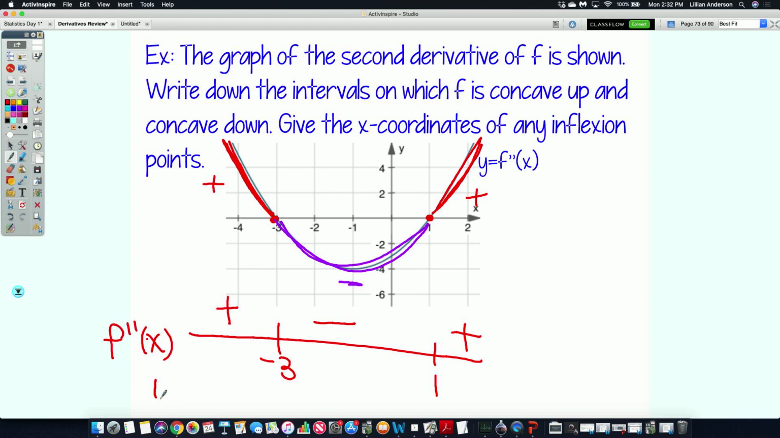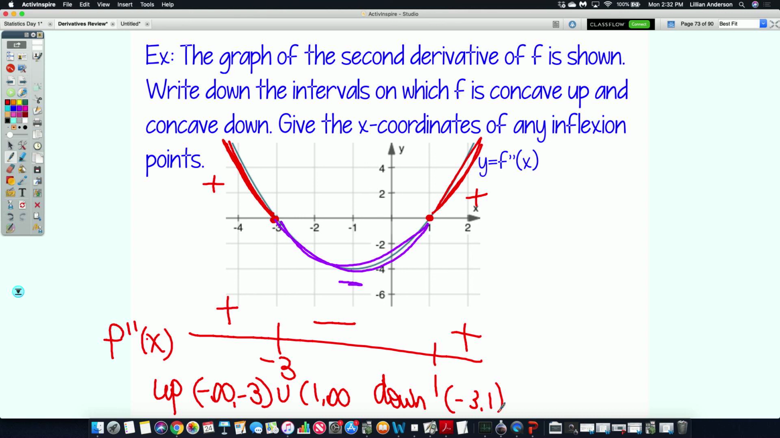So it's concave up from where to where? From -infinity to -3, union 1 to infinity. And it's concave down from -3 to 1, in parentheses. There we go. Which means you have inflection points at -3 and 1. Because again, on the graph, if the graph is above the x-axis, it's positive. Below the x-axis, it's negative. And since this is the second derivative, we're talking about concavity here.